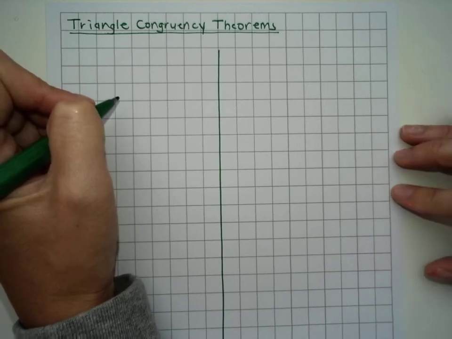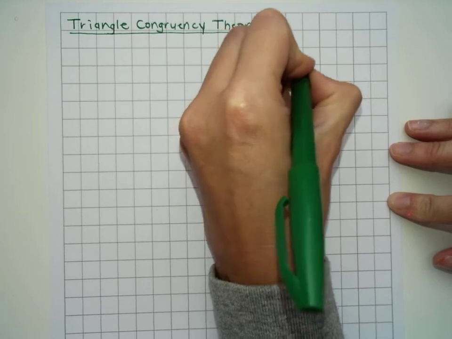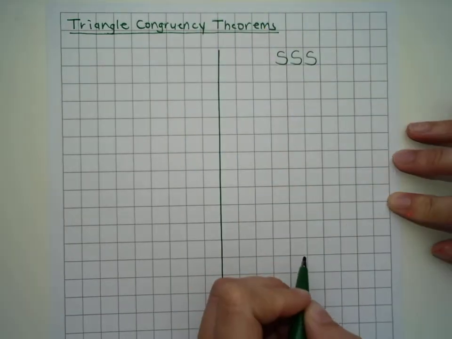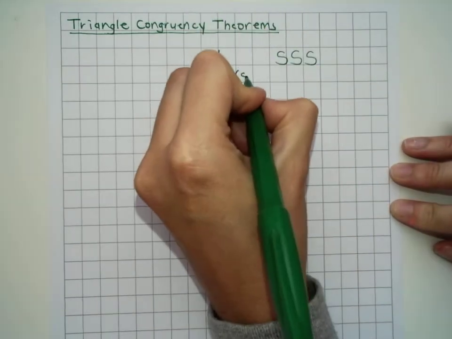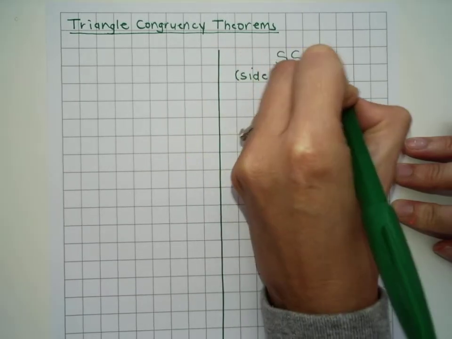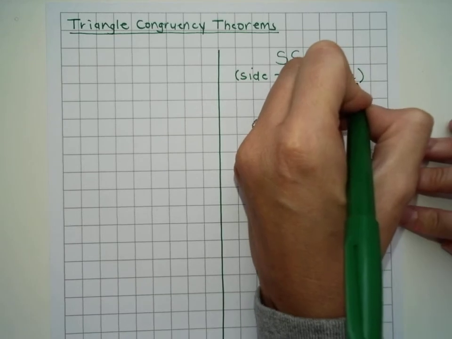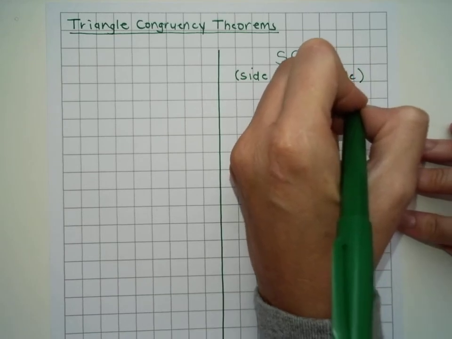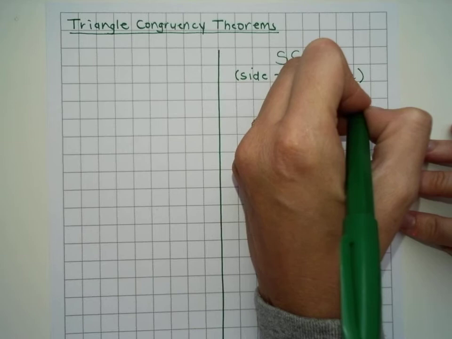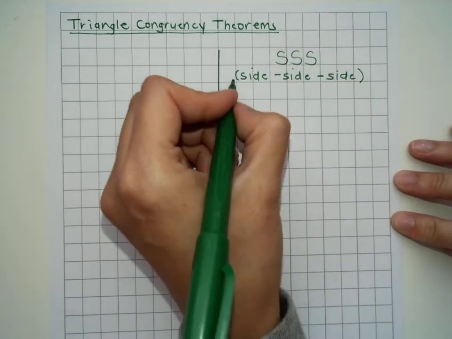And our first congruency theorem we are going to be talking about, we use the abbreviation SSS, and that stands for side, side, side. And this theorem tells us that if all three corresponding sides are congruent, then those triangles are congruent.